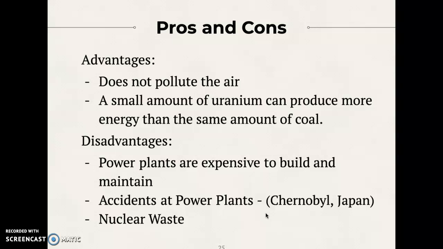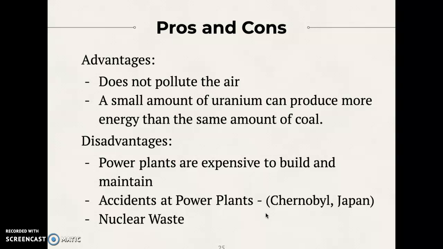Disadvantages: power plants are expensive to build and maintain, so you have to build all these power plants in order to harness this energy. You can have accidents at power plants. Two famous examples: Chernobyl, which happened over in Russia. They made a documentary on that. It's on HBO. I've only seen 2 episodes, but it was very good for the 2 that I saw. And then Japan, which happened in 2010, maybe, where a tsunami came due to an earthquake in the Pacific Ocean, came and launched a tsunami onto the power plant, creating havoc everywhere.